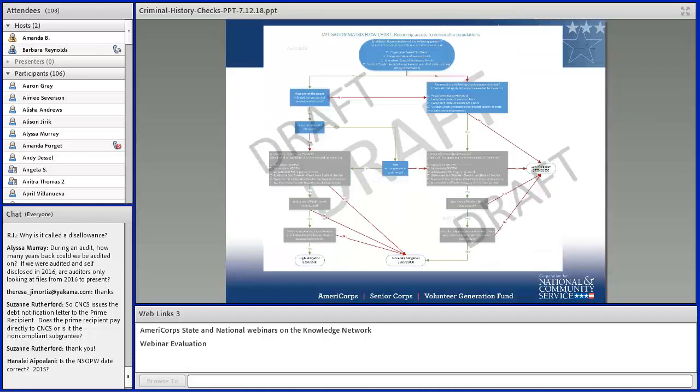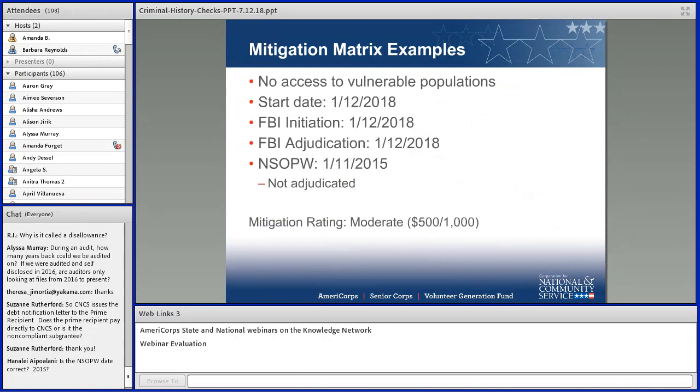Oh, I got a question. Is the NSOPW date correct? Oh, it's supposed to be 2018. My bad.